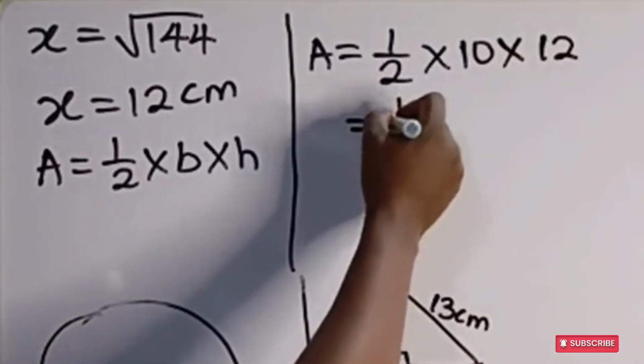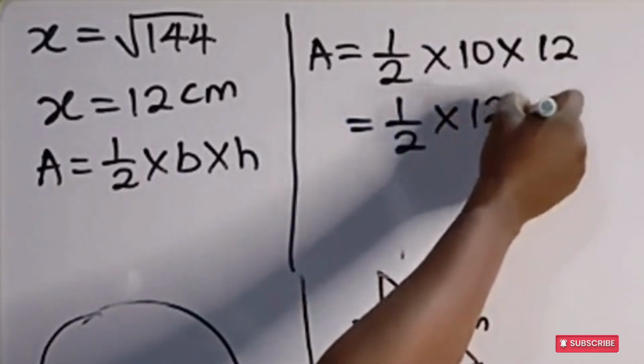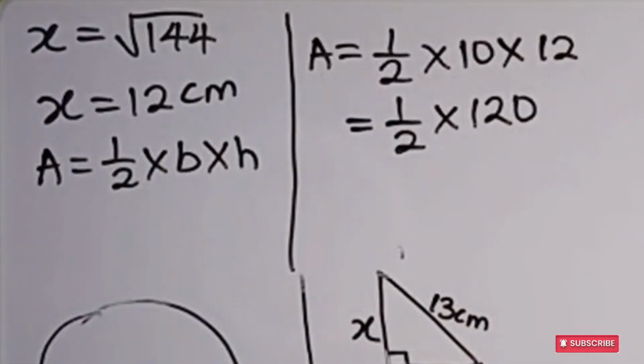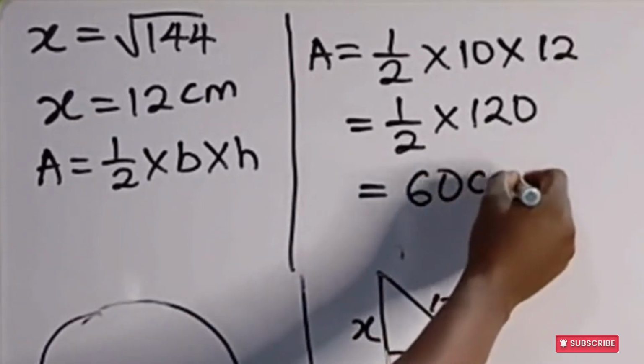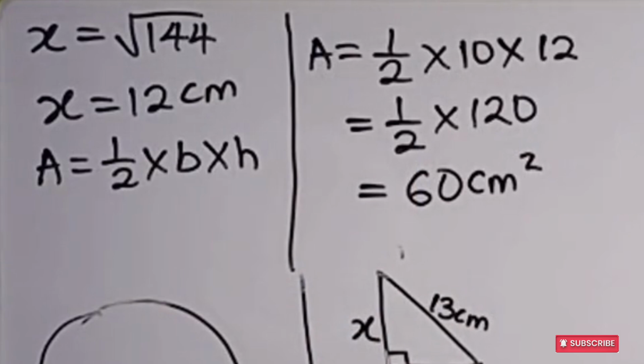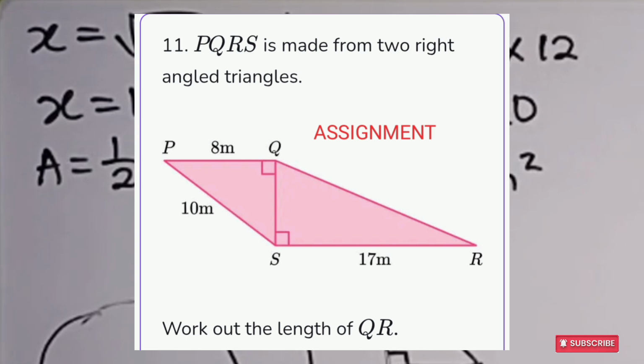So this is equal to half times 120. Half times 120 is equal to 60, because half of 120 is 60. So the area of the triangle is 60 centimeters squared. So that gives us the answer to this question. So we have seen some useful applications of Pythagoras theorem in real life situations.